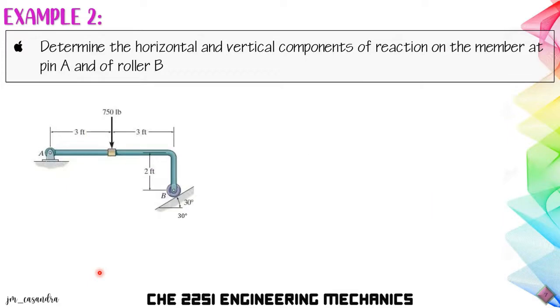Next we have example number 2. Determine the horizontal and vertical components of reaction on the member at pin A and of roller B.